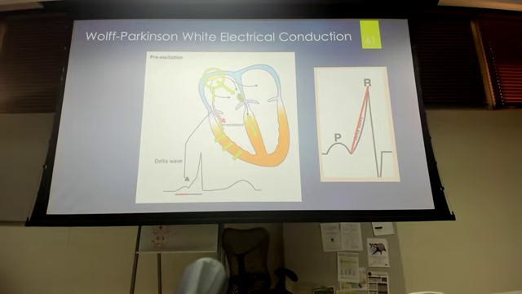So you're looking for a PR segment that's shorter, because we're having depolarization of one ventricle a little bit earlier than the other ventricle. We're bypassing that AV node for some of those depolarizations. And then the upswing of that R wave is going to look weird. It's not going to be straight up, straight down. It's going to look like it kind of comes in a little bit, or kind of squiggly.